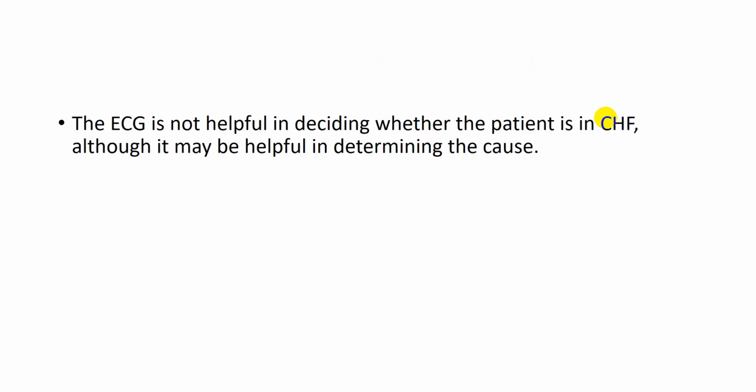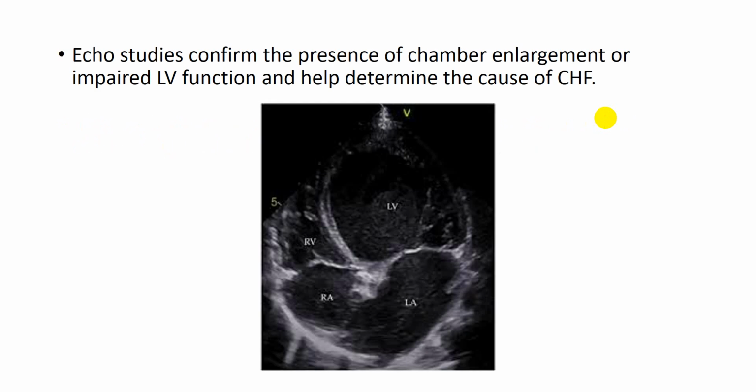The ECG is not helpful to decide whether the patient is in failure or not, but it can give an indication of the possible underlying cause. For example, it can give you a hint in case of arrhythmia, myocarditis, or ischemia, so it can suggest the underlying cause, but it does not define whether this patient is in failure or not.